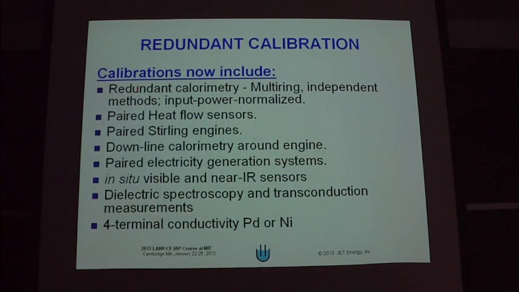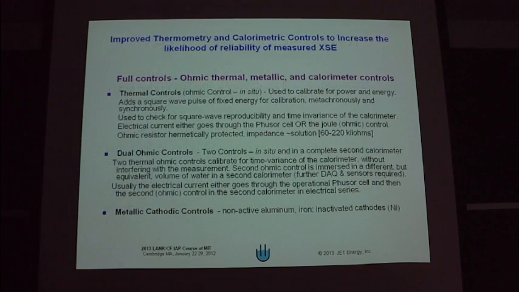The redundant calibrations that we use, the multi-ring calorimetry, we have augmented using the measurements that I'll be showing you with heat flow sensors. In addition, we'll use paired Stirling engines. I'll show you those where we'll put one Stirling engine over the ohmic control, one Stirling engine over the cold fusion device. We do near infrared sensors. We've also done paired electricity generation, where we will put a thermoelectric conversion device over the ohmic control and one over the cold fusion device. So we try to use multiple methods to show that we really do have excess energy.